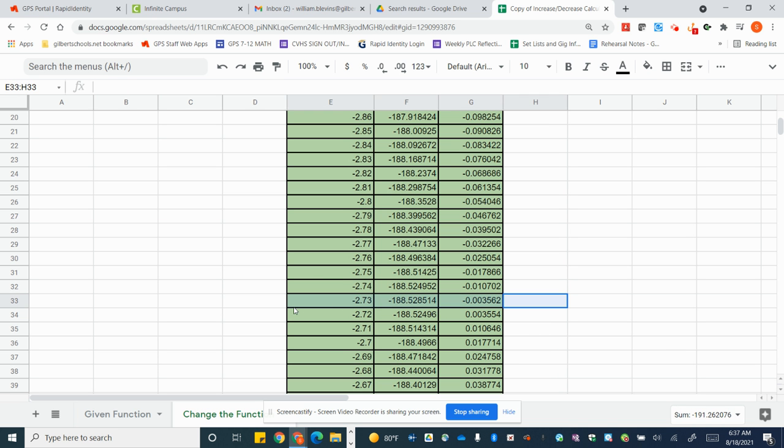Take a look right here. That's where I have my last negative difference, or decreasing function. And this next one is where I have my first positive difference, or an increasing function. So notice, decreasing to increasing, that's our minimum. And we see that it happens between -2.73 and -2.72.